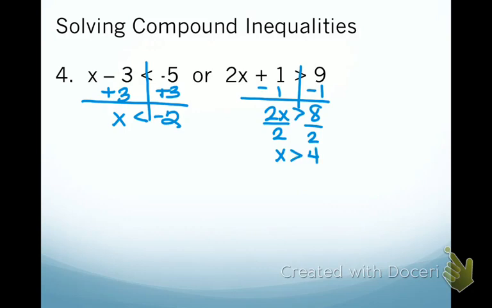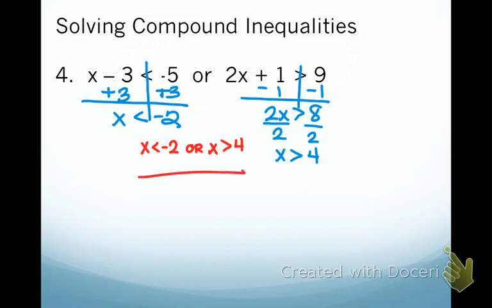Now remember that that word or is just as much a part of the solution as anything else. So when we write our final answer, you need to make sure that you write out the whole thing. X is less than negative 2 or x is greater than 4. That whole thing in red there is your solution.